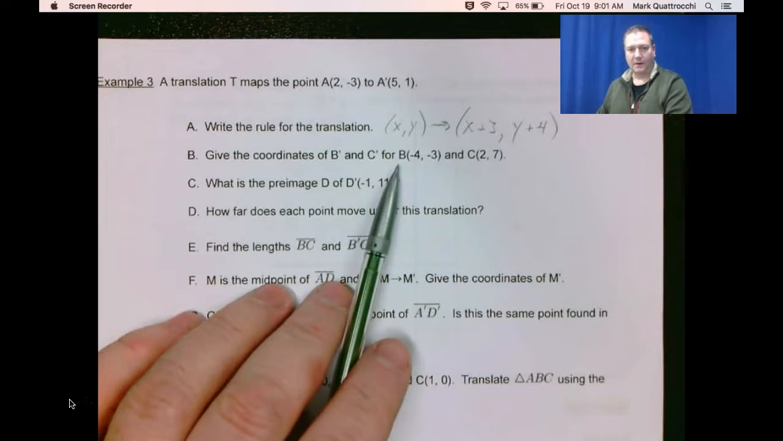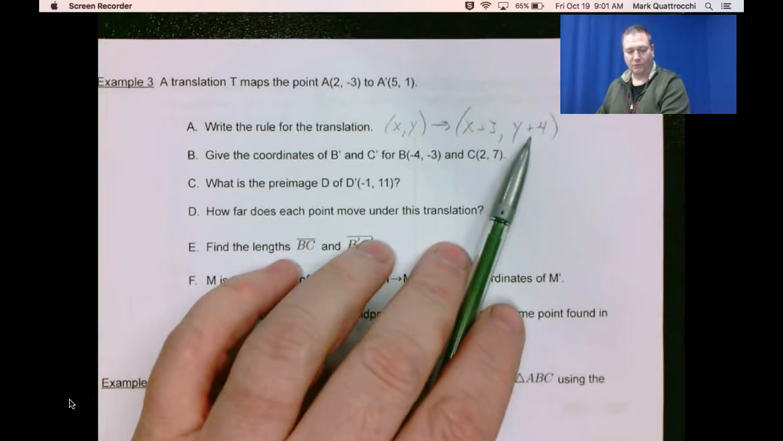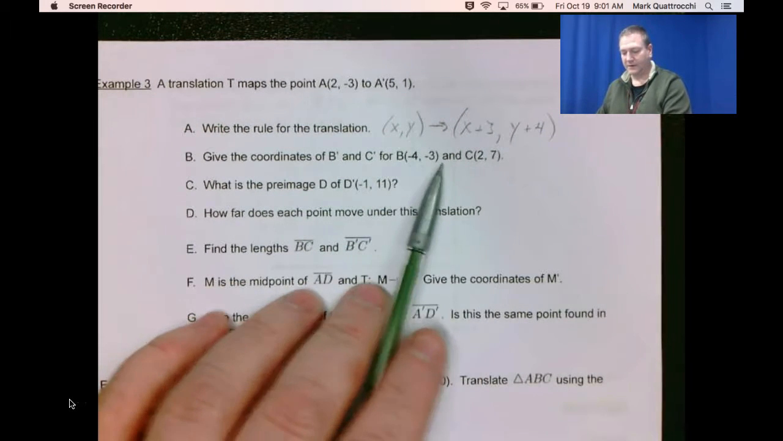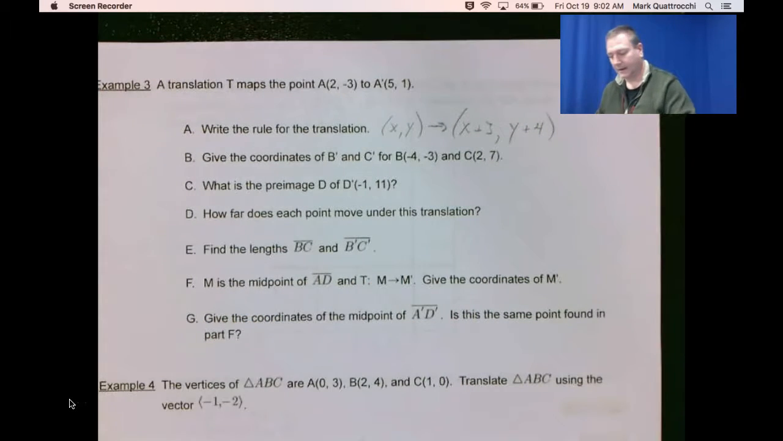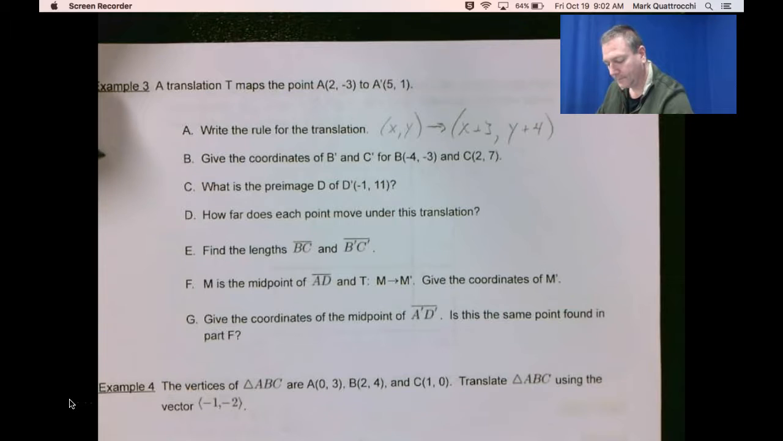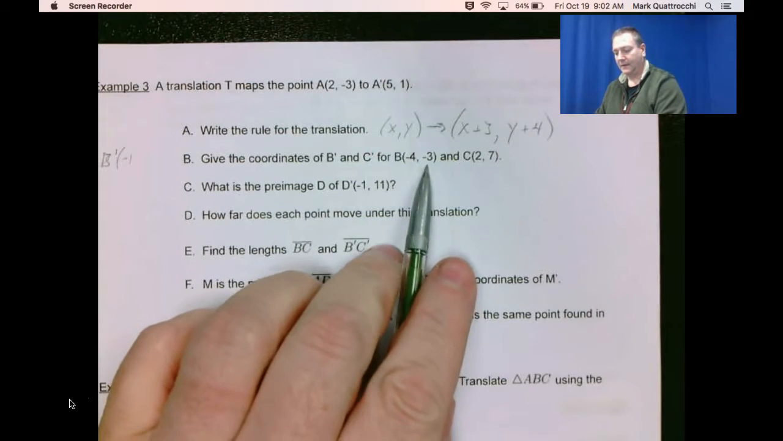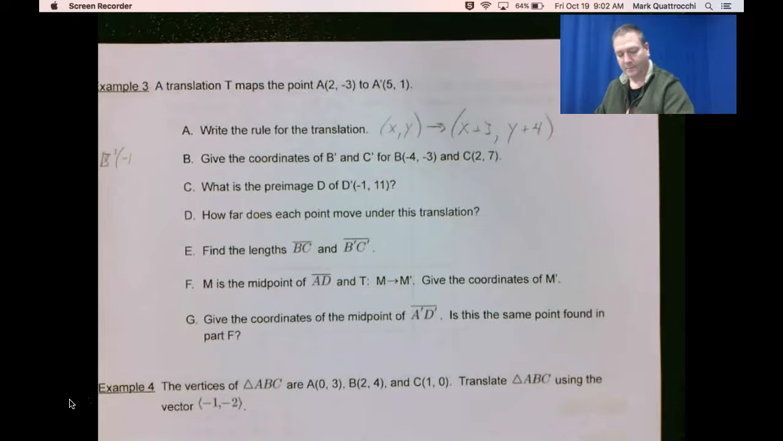Okay. Give the coordinates of B prime and C prime for B and C. Okay, so here we're going to apply this rule to these points. So when we're adding 3 to negative 4, we get negative 1, so B prime will be (-1, and negative 3 plus 4, positive 1).